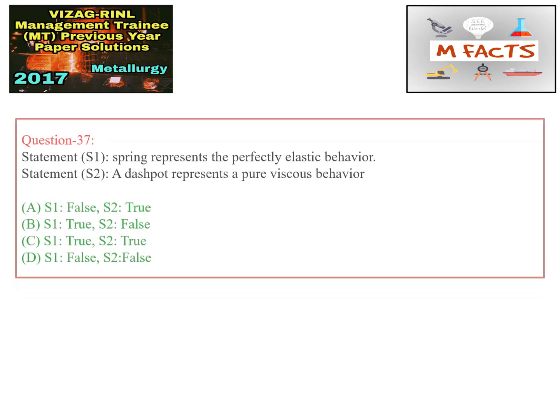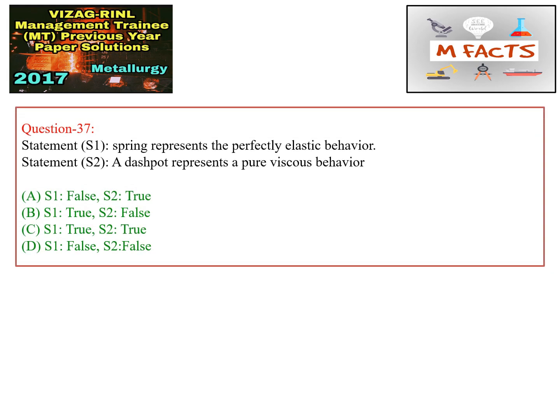Next question is: statement 1 says a spring represents perfectly elastic behavior, and statement 2 says a dashpot represents a pure viscous behavior. These are the options: statement 1 is false or true, or a combination of those two statements. So we will see how we choose the option for this question.